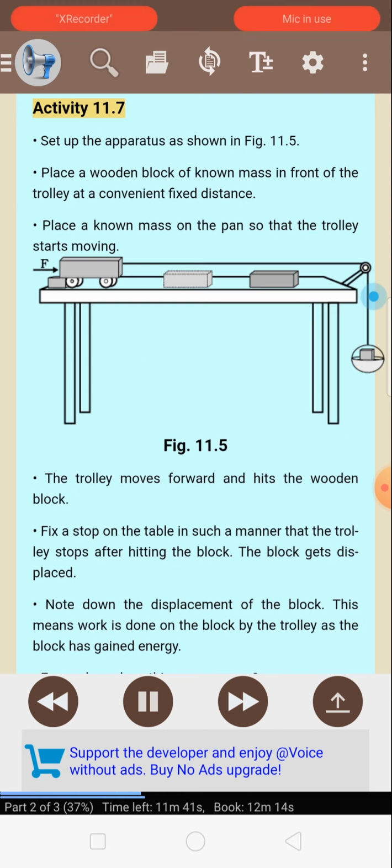Activity 11.7. Set up the apparatus as shown in figure 11.5. Place a wooden block of known mass in front of the trolley at a convenient fixed distance. Place a known mass on the pan so that the trolley starts moving. Figure 11.5. The trolley moves forward and hits the wooden block. Fix a stop on the table in such a manner that the trolley stops after hitting the block.